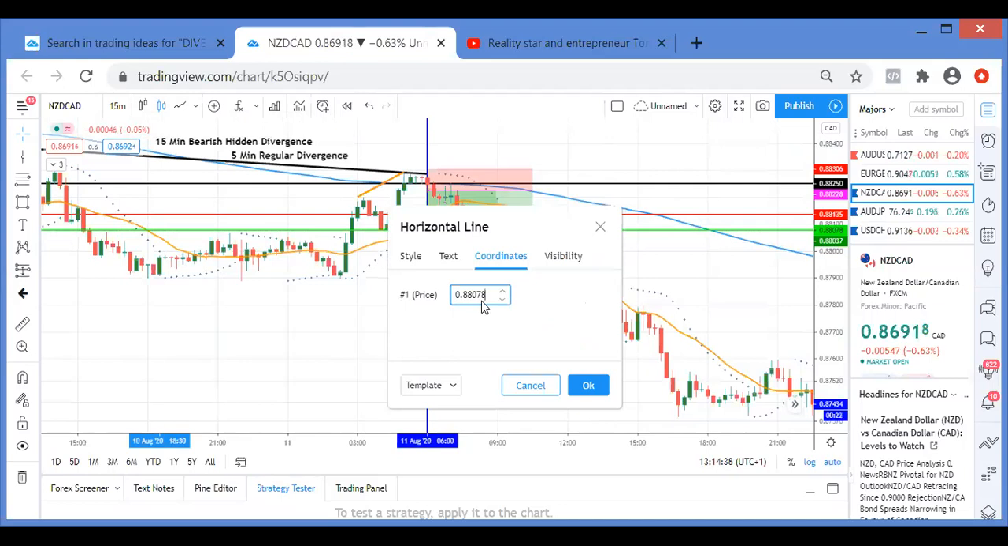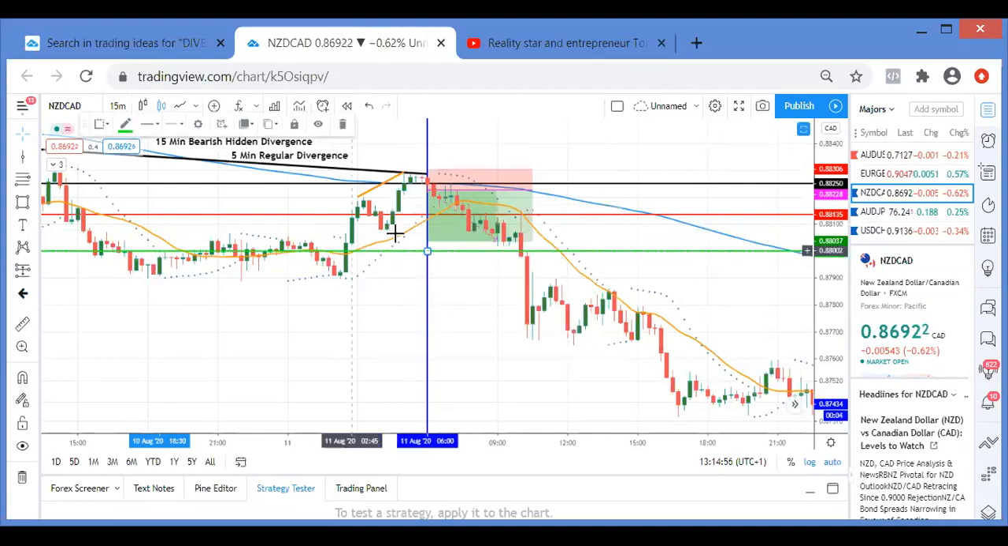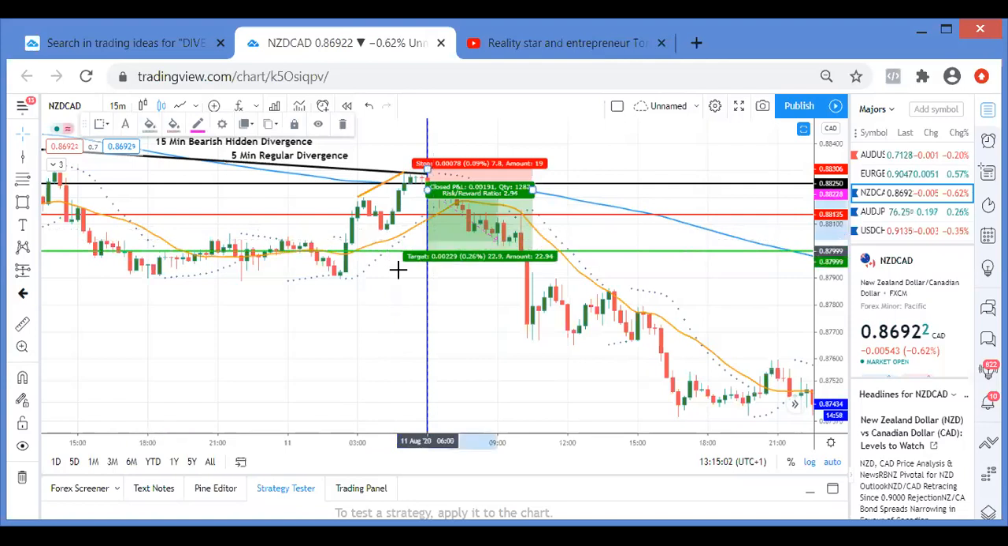Why? Because quarter points are 25, 50, 75, 100, or 0. So look, if I do 0.88000, enter, it's saying that this is not where the market wants to stop. This here is where the market wants to stop.